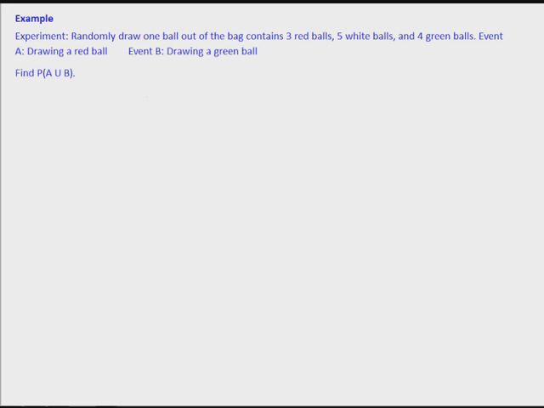Let's look at one more question. You randomly draw one ball out of a bag containing 3 red balls, 5 white balls, and 4 green balls. The two events are drawing a red ball and drawing a green ball. Find P of A union B. So, P of A, there are 3 red balls out of 5 plus 4 plus 3, that's 12 balls. So the chance of getting a red ball is 3 out of 12, or 1 by 4.